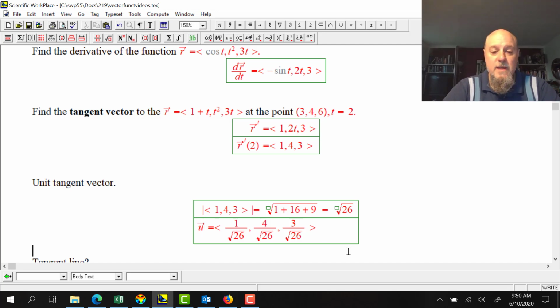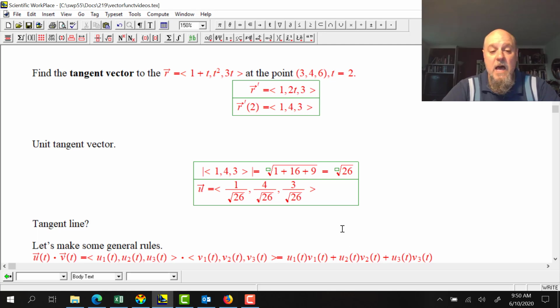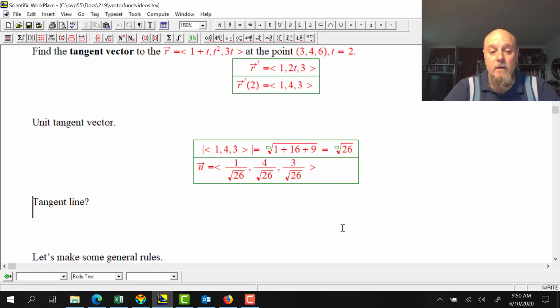Now, next question then wants to know, what's the tangent line? So if I want the tangent line to a curve, what do I need for the equation of a line? I need a point and a vector. I have a point, 3, 4, 6. I just need a vector. I could use the vector 1, 4, 3, or I could use the unit tangent vector. It doesn't matter. I'm going to use the vector 1, 4, 3 because it doesn't have divided by square root of 26 in it.